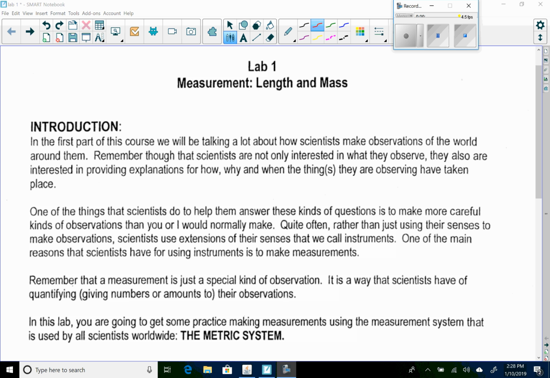Quite often, rather than just using their senses to make observations, scientists use extensions of their senses that we call instruments. One of the main reasons that scientists have for using instruments is to make measurements. Remember that a measurement is just a special kind of observation. It is a way that scientists have of quantifying, meaning giving numbers or amounts to, their observations. In this lab, you are going to get some practice making measurements using the measurement system that is used by all scientists worldwide, the metric system.